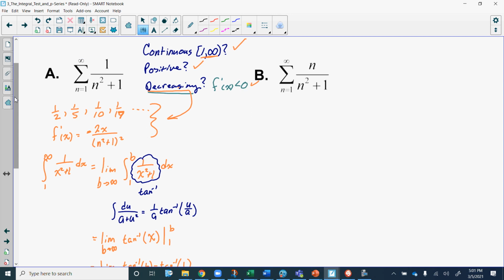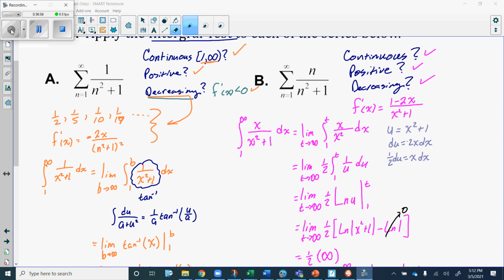Okay, so you guys go ahead and pause the video at this point. Try working out example B, and when you're done, hit play, and the answer will magically appear on the screen for you. Maybe? Is it working now?